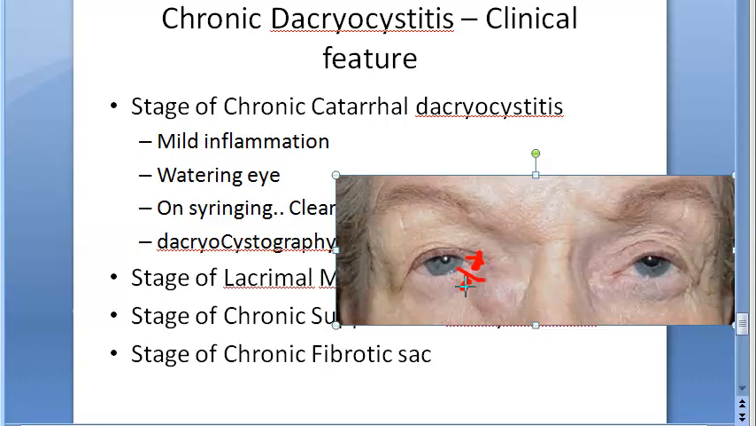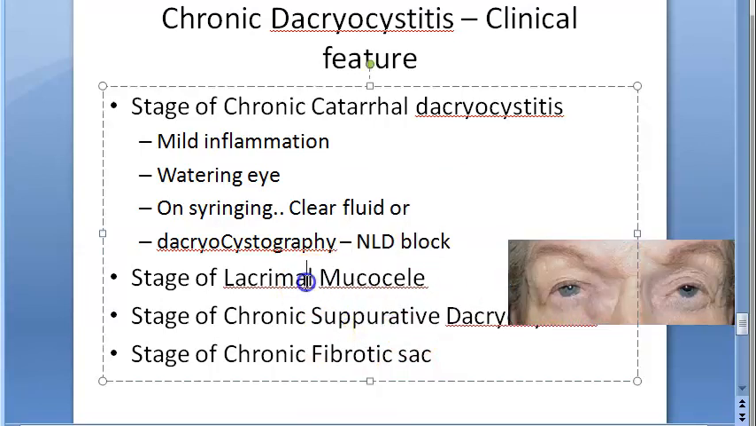Large fluctuant swelling is seen at the inner canthus with a negative regurgitation test. So basically here, this is an encysted mucocele. You cannot get anything when you put pressure here, so the regurgitation test will be negative. Because the canaliculi are blocked, whenever you press, you will not get any output. So, this is an encysted mucocele. Okay, let's move on then.